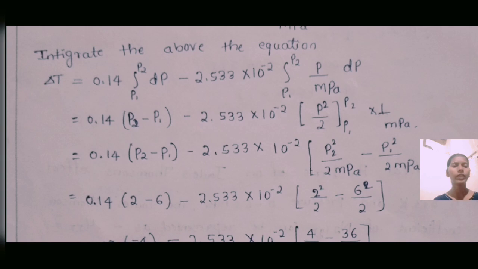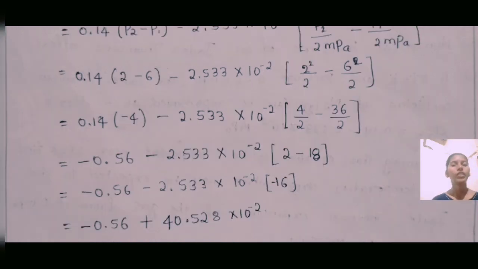0.14 (P2 minus P1) minus 2.533 into 10 raised to minus 2 (P2 square divided by 2 megapascal minus P1 square divided by 2 megapascal), where P2 is equal to 2 and P1 is equal to 6. So 0.14 (2 minus 6) minus 2.533 into 10 raised to minus 2 (2 square divided by 2 minus 6 square divided by 2).